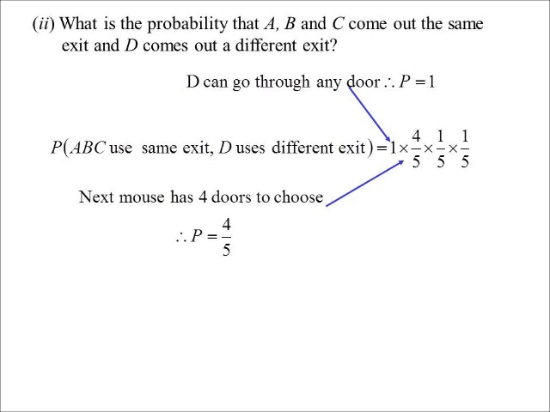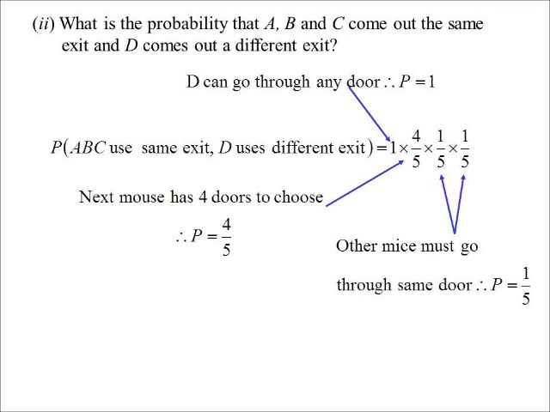So A comes along. Well, it's got 4 doors to choose from. It can't go out the same door as D just left. So there's a 4 in 5 chance of it leaving. But then the next 2 mice come along, and they both now have a 1 in 5 chance because they've got to go through the same door as A went through. And so we have 1 times 4/5 times 1/5 times 1/5, 4 in 125.